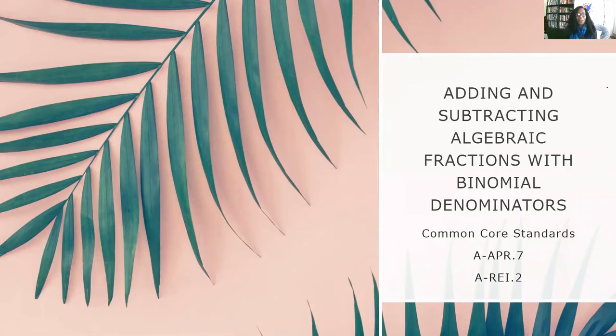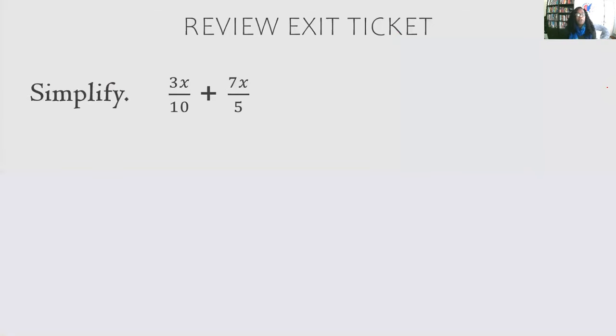All right, everyone, so we are adding and subtracting algebraic fractions with binomial denominators. We are going to be doing a little bit more factoring, just to break everything down. In order for us to do this, we're going to look at those Common Core standards, A-APR.7 and A-REI.2. Before we get started, we're going to look at our review from the last exit ticket. We were adding and subtracting algebraic fractions with unlike denominators.